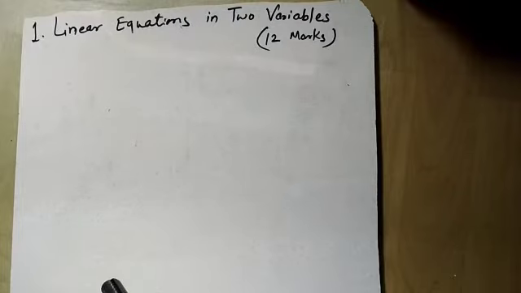Good morning, children. Lesson number 1 of algebra is linear equations in two variables. The weightage of the lesson is 12 marks. You have already studied linear equations in two variables in 9th standard.